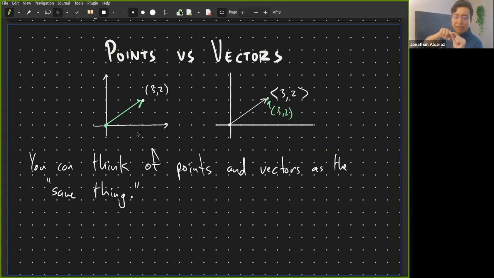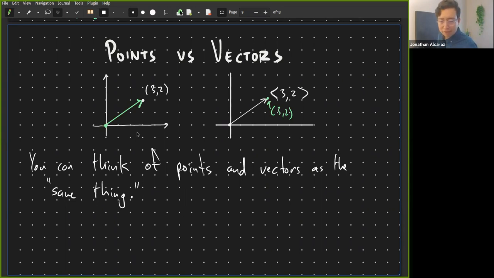basically you can think of a vector as starting at the origin and pointing at a certain point in space. And so you can think of that vector as just the same as that point. So if you have a point in space, you can think of it as the vector that points to that point. Okay.